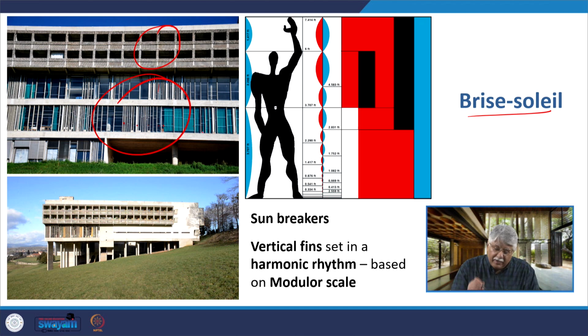Now this is based on the modular scale. If you look at the modular scale here, there is this drawing nearer and then going apart. So he continues to follow the modular rhythm in these vertical Brise-Soleil or sunbreakers. And this is not the only building where he will do it. He will do it in other buildings also.